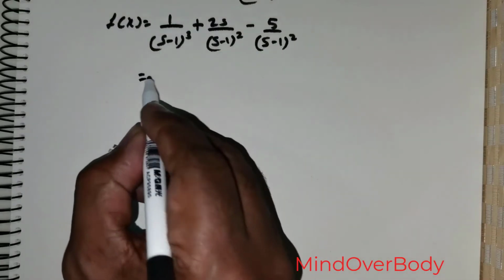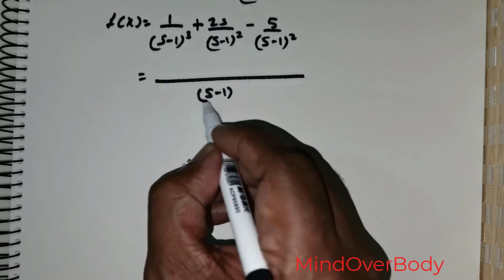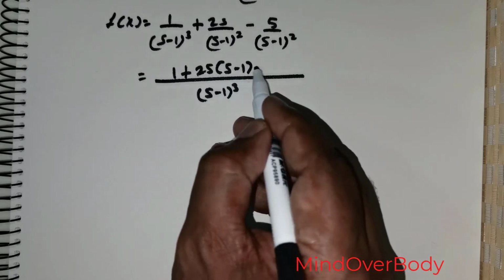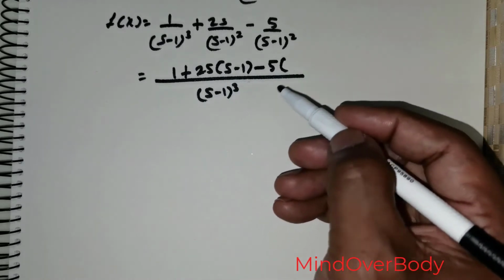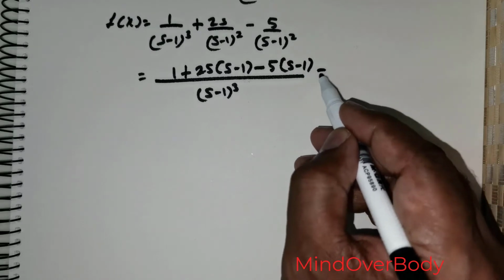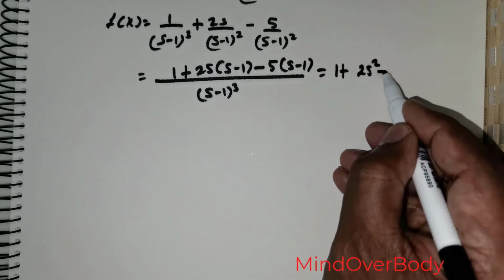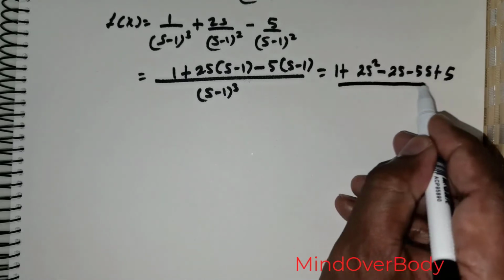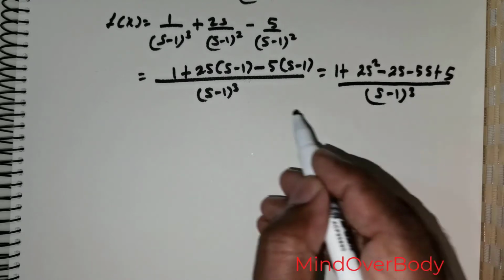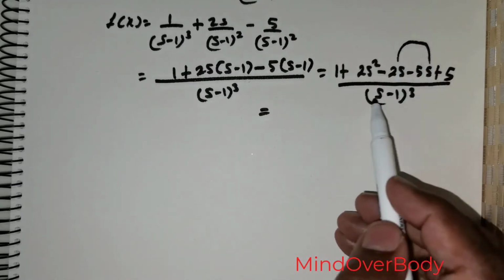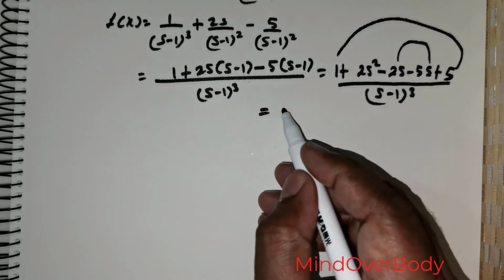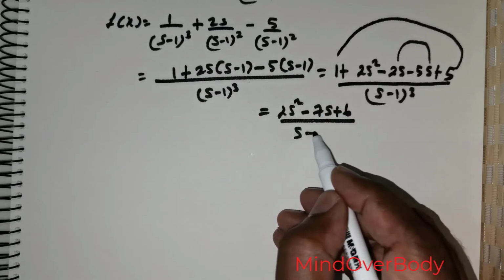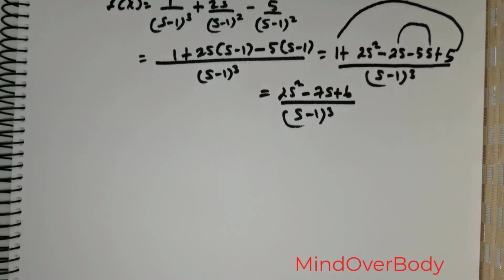What we need to do is take the LCM and simplify. So I'm going to take s minus 1 raised to the power of 3. This is going to give me 1 plus 2 times s of s minus 1, minus 5 times s minus 1, which can be rewritten as 1 plus 2 times s squared minus 2s minus 5s plus 5, divided by s minus 1 raised to the power of 3. Now minus 2s minus 5s can be added, 1 added with 5, so that's going to be 2s squared minus 7s plus 6 divided by s minus 1 raised to the power of 3. So this is what we have got.